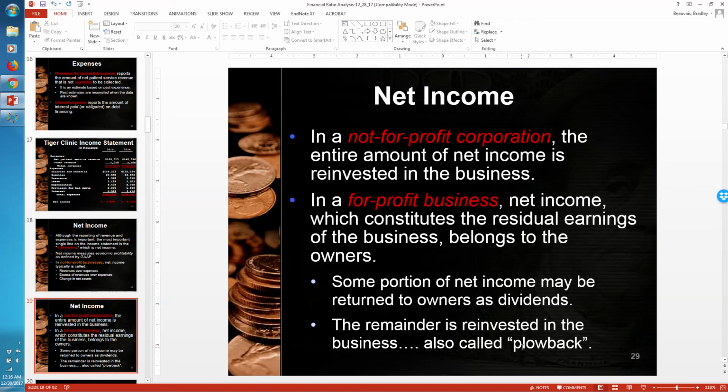Okay. So the concept I want you to carry away is that for-profit organizations can take some portion of their income and return it in the form of a dividend. Anything that they don't can be reinvested back in the business, and that's where we get this concept or term plowback. It's literally plowed back into the organization, just like I talked about with the not-for-profit side.